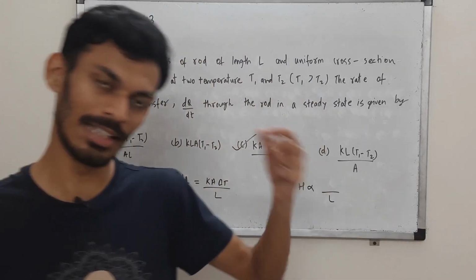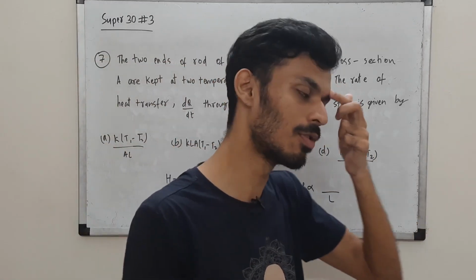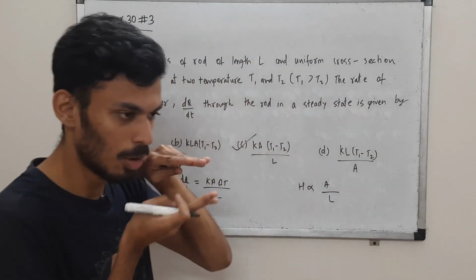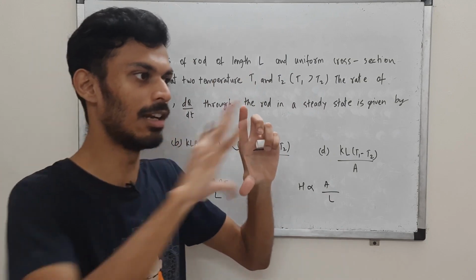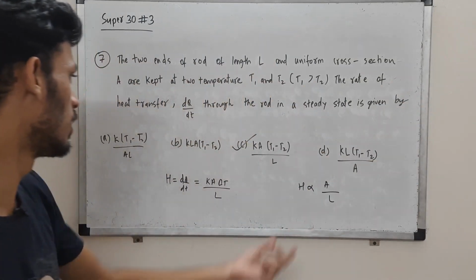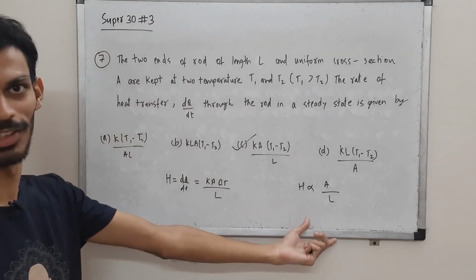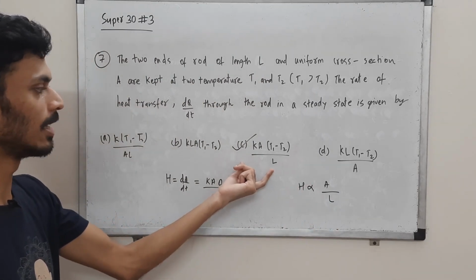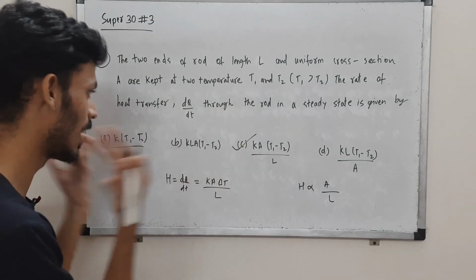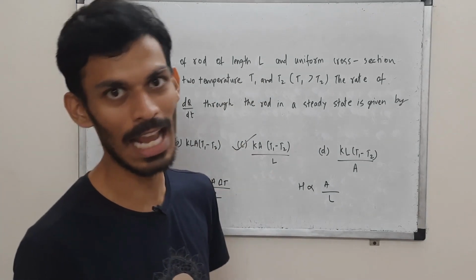Because the higher the length, the less heat current will flow through your rod, and the greater the area, the more heat can flow through the rod. Greater the area, the greater amount of heat can flow through that rod. So the relation will be somewhat like this. From intuition also it is suggesting this answer, and this is a direct formula which is there in your NCERT, right?